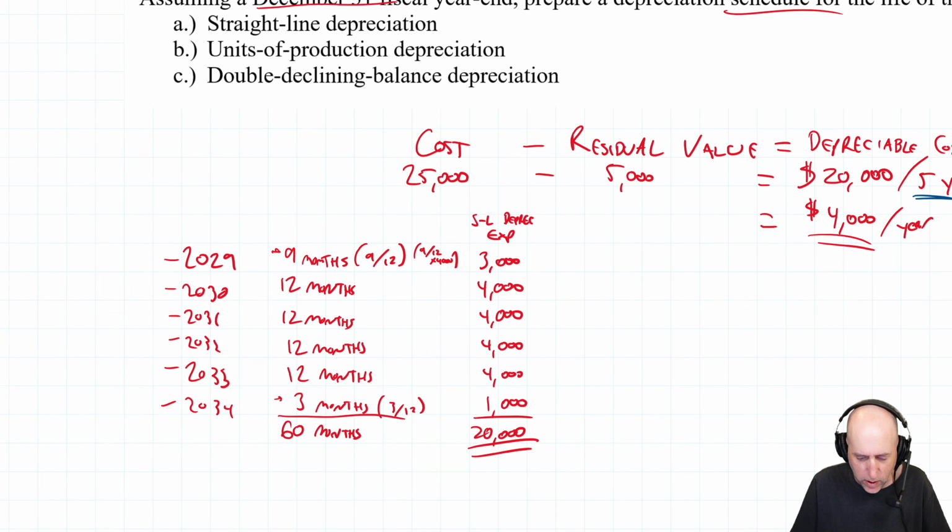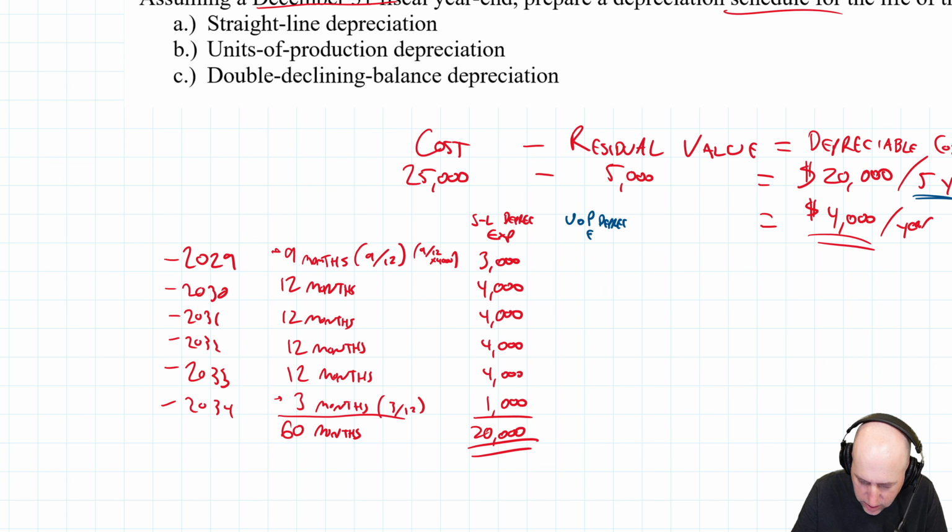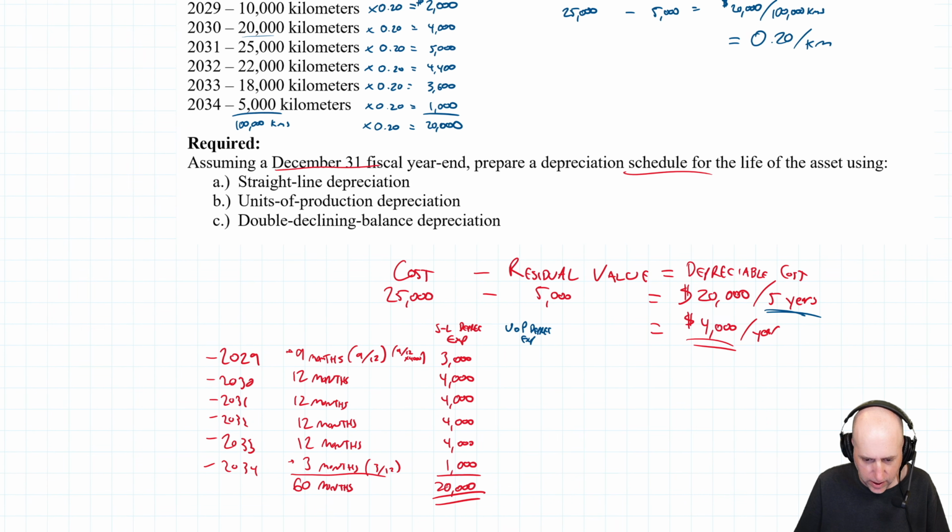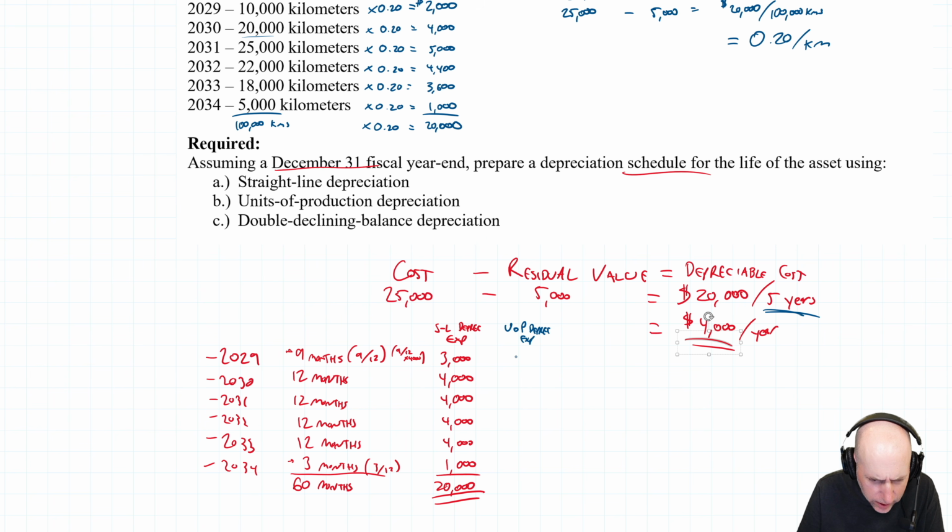So comparing straight line depreciation to units of production, UOP, depreciation expense, let's put them side by side on the same table. So $2,000 in 2029, 4,000 in 2030, 5,000 in 2031, 4,400, 3,600, and 1,000. That does total to $20,000.